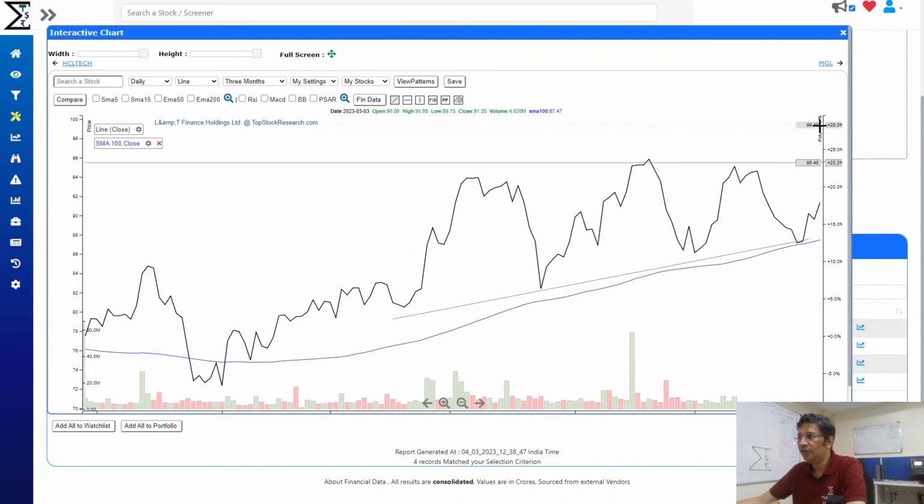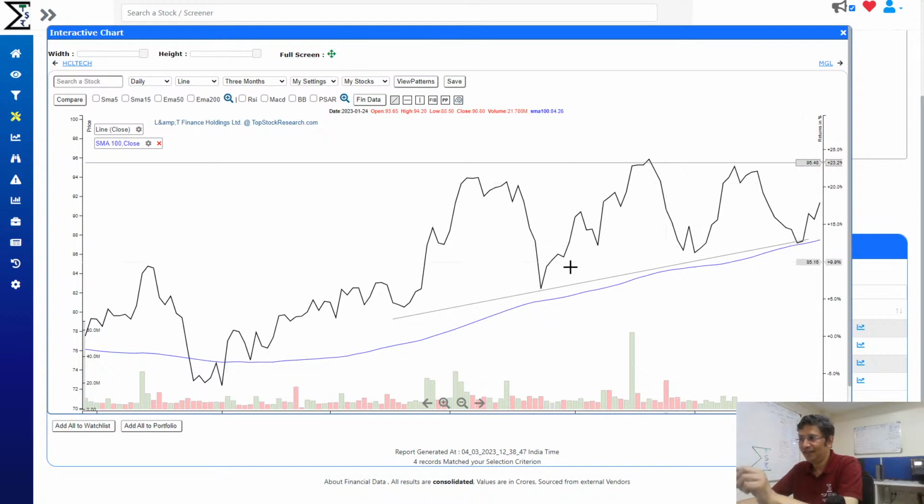If it were to breach above this level, the second thing you can notice is that there are multiple support levels. This would have been a good case, but you see that it's not making higher highs and higher lows. It's making similar highs and higher lows.